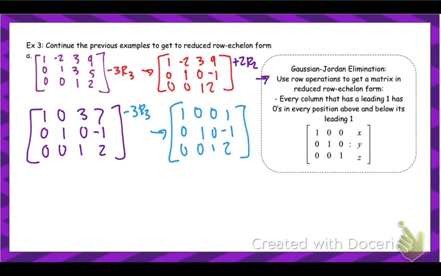And now this is in Gauss-Jordan elimination. It is in reduced row echelon form. And again, reduced row echelon form is really nice because it makes it very obvious what your answers are. I can see that 1x is equal to 1, 1y is equal to negative 1, and 1z is equal to 2.